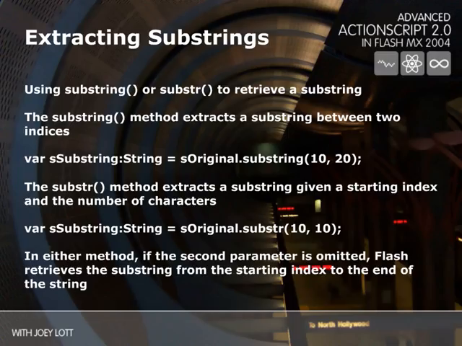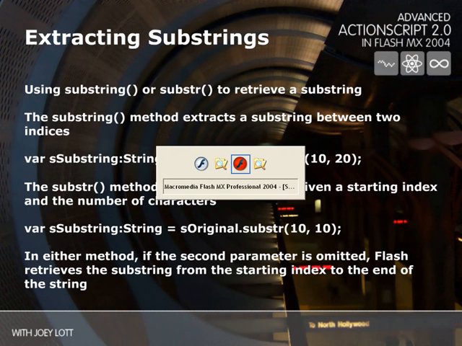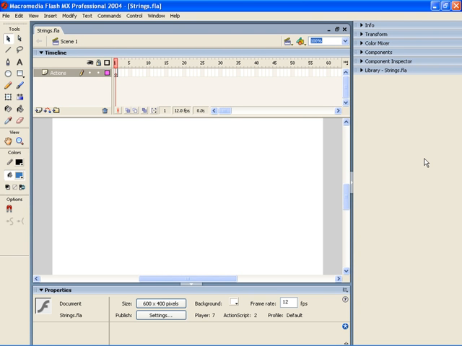Now, in either case, whether you're using the substring method or the substr method, if you omit the second parameter, then Flash is automatically going to retrieve the substring that's from the starting index all the way through the end of the string. So it automatically assumes that you want to extract all the way through to the ending index of the original string value. Okay, enough of the theory. Let's go ahead and switch over to Flash and take a look at some actual code examples.